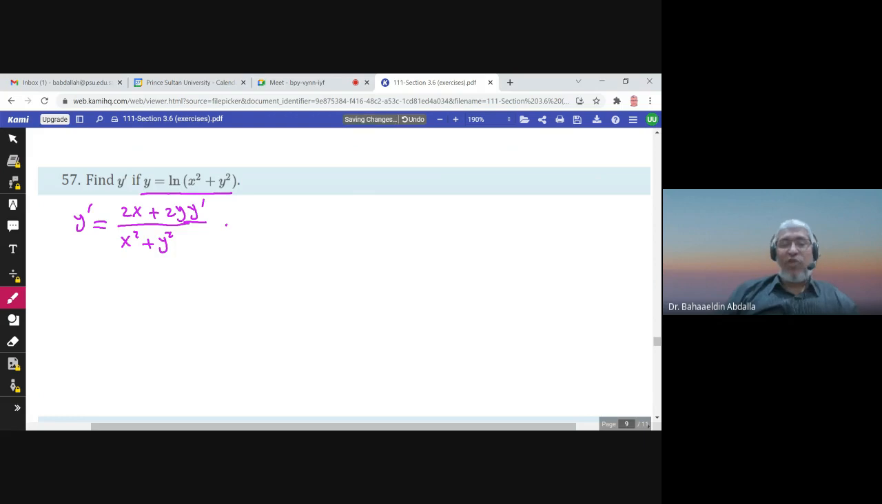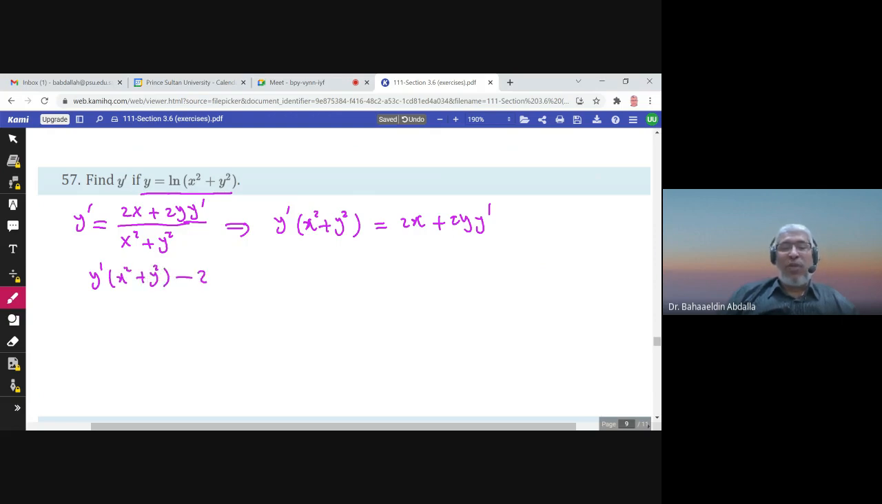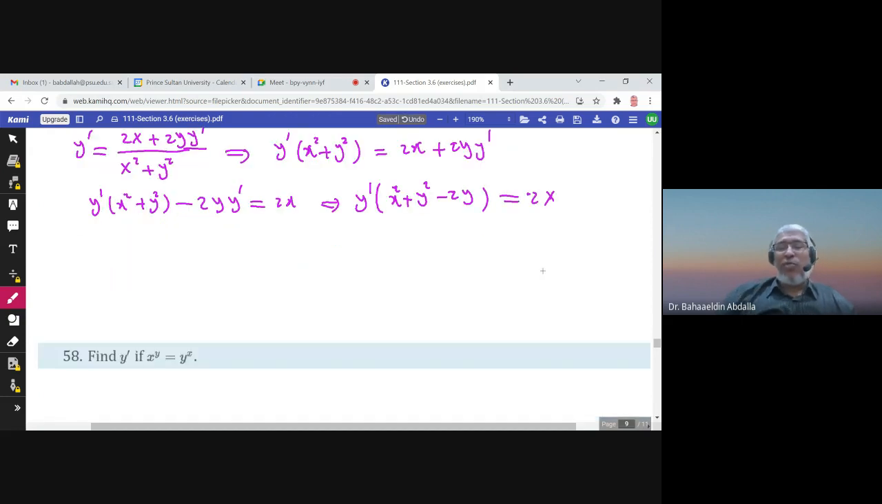This is implicit differentiation. Cross multiply, so y prime times x squared plus y squared equals 2x plus 2y y prime. If you remember, we keep all terms with y prime on one side. So I bring 2y y prime to this side. I keep 2x here. And then I take y prime as a common factor. So I have x squared plus y squared minus 2y. And then I divide by the coefficient of y prime. So this would be y prime.